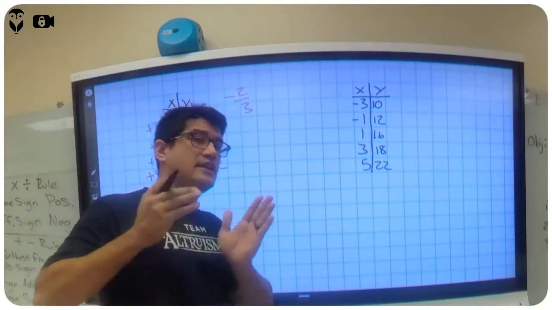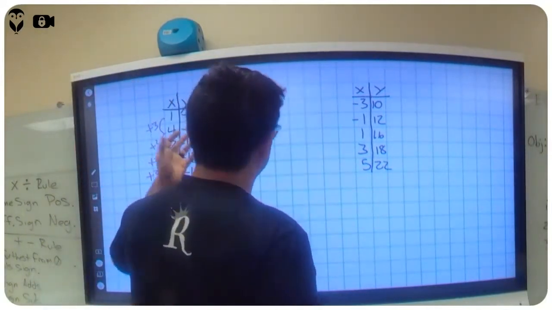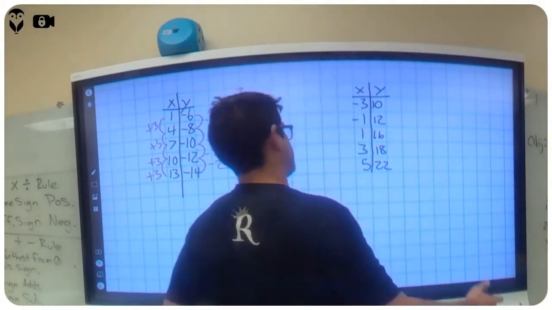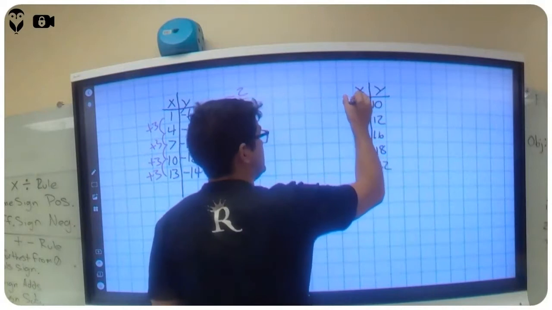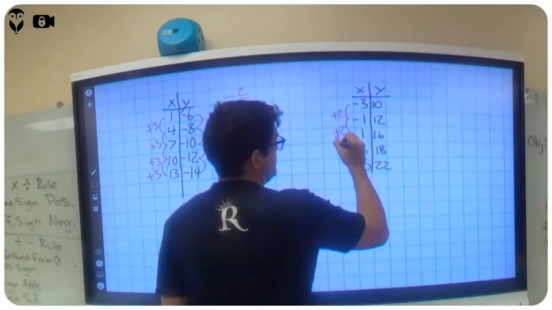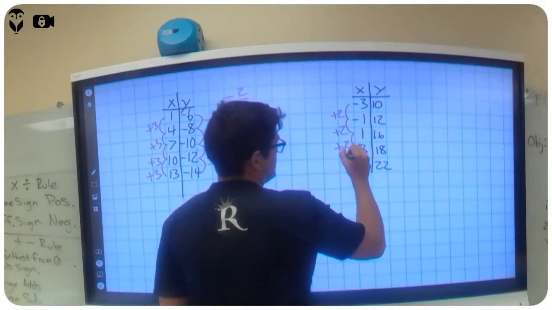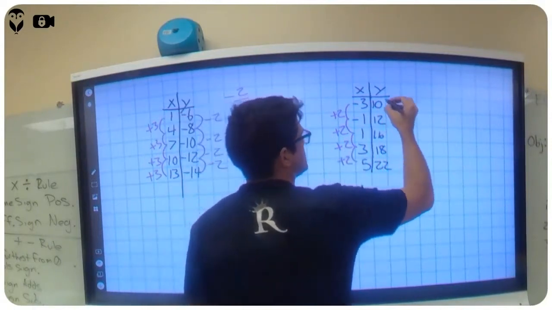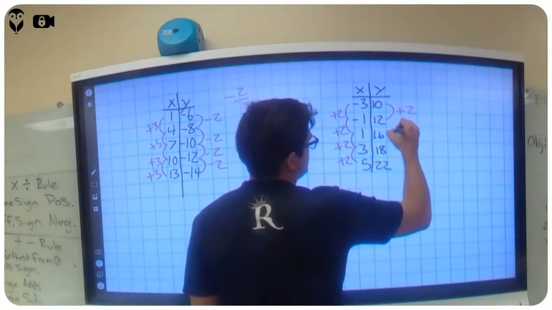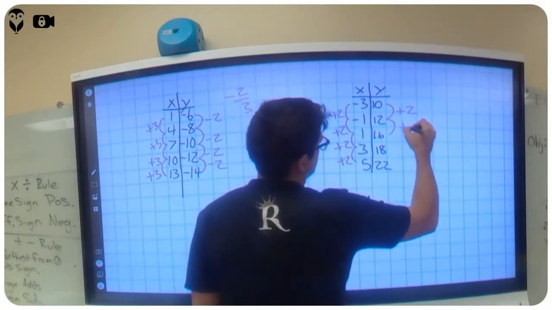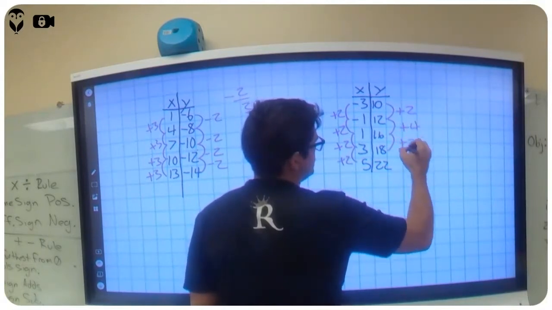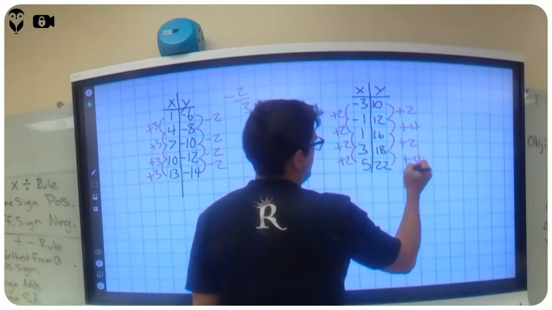It's consistent, a straight line. Now, if they add more points, then maybe it will change, but from what they give us right here, it is linear. Let's check this one. This one goes up 2, up 2, up 2, and up 2. So then this one's also up 2, up 4, up 2, and up 4.